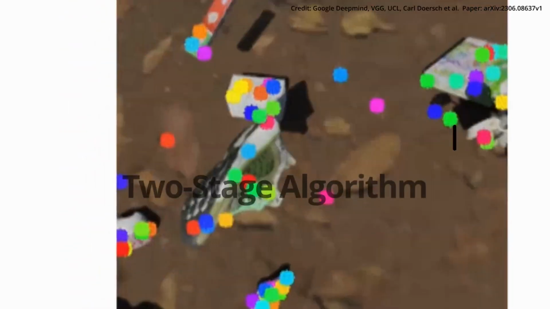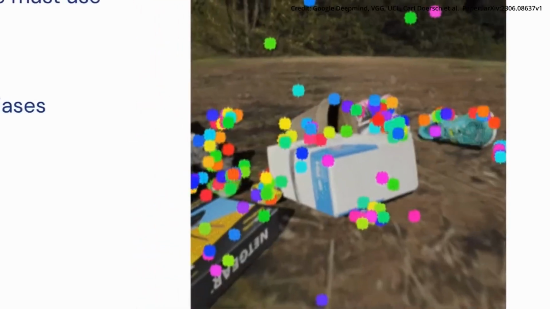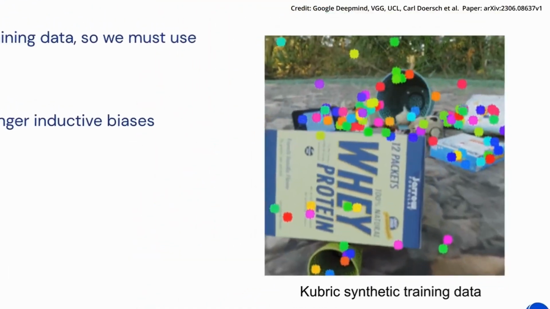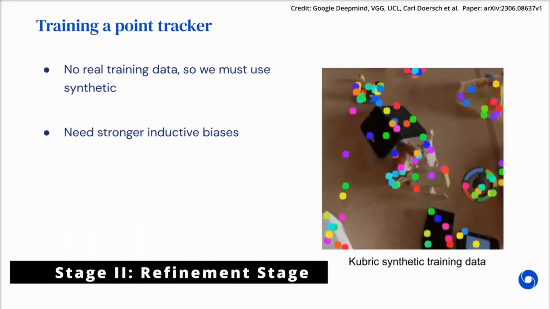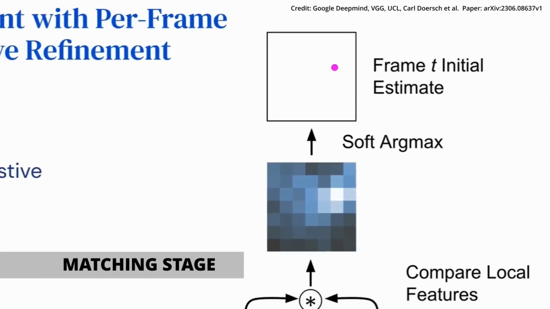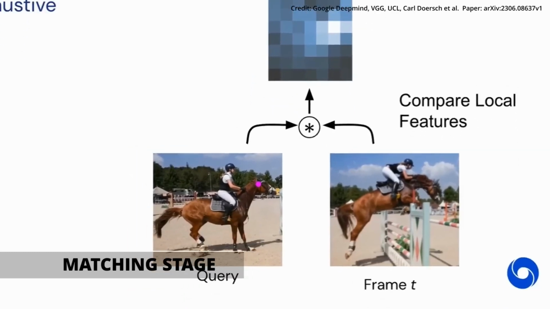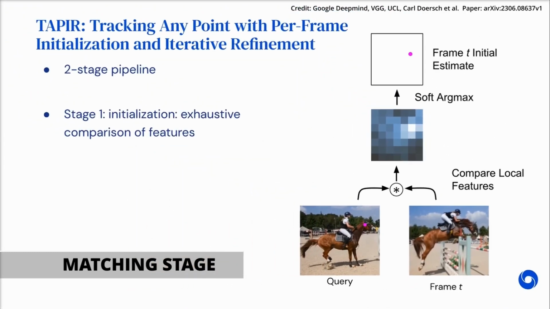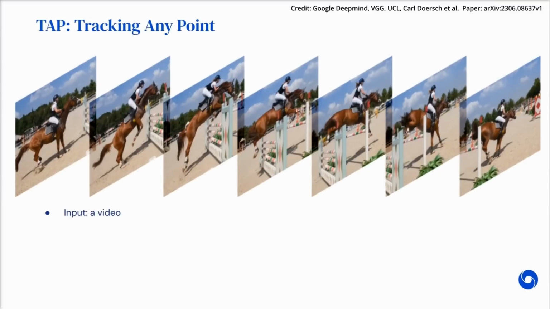How well does TAPIR operate? This method has two stages: a matching stage and a refinement stage. In the matching stage, it examines every video frame separately in an effort to find a candidate point that matches the query point well. The query point is the point in the video sequence you want to track. As an example, your query point would be the tip of someone's nose in a video.